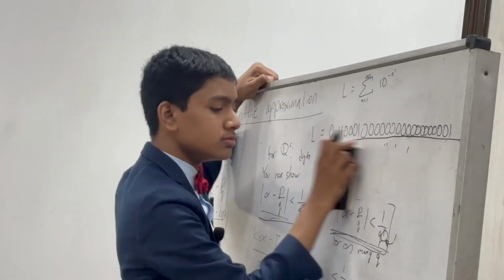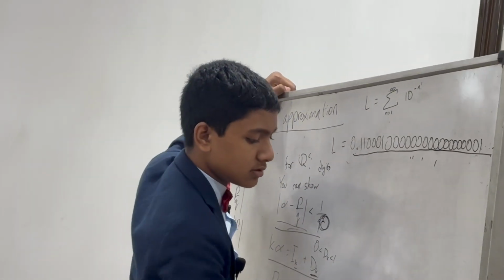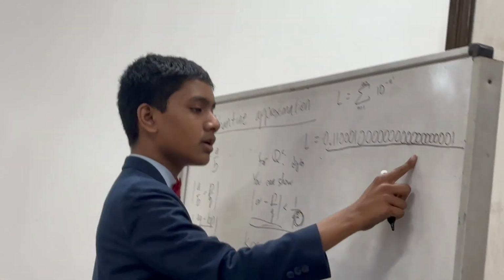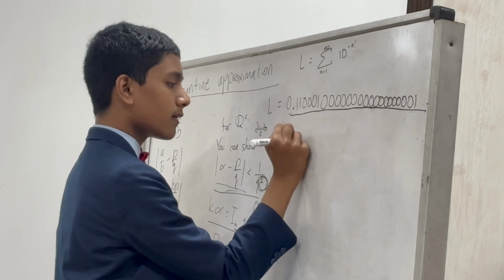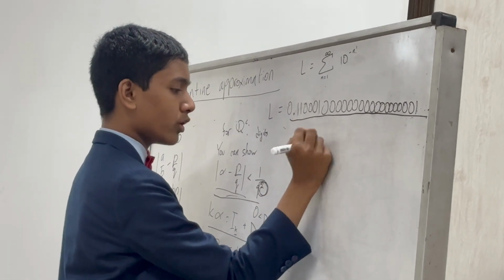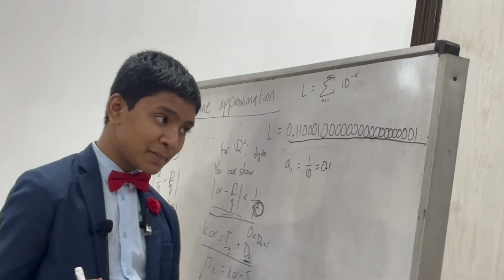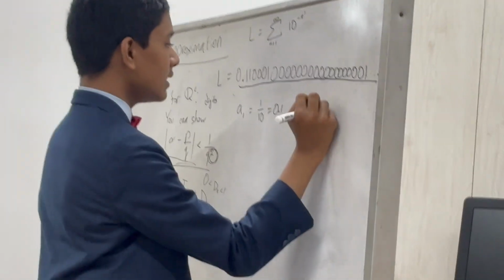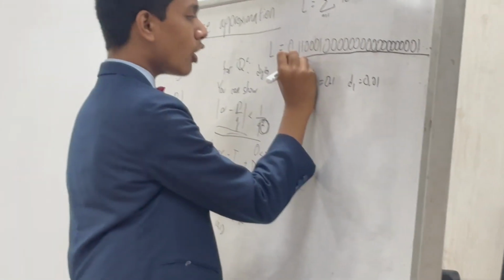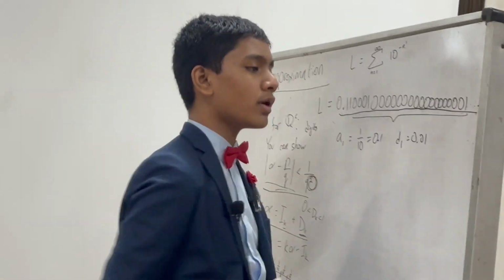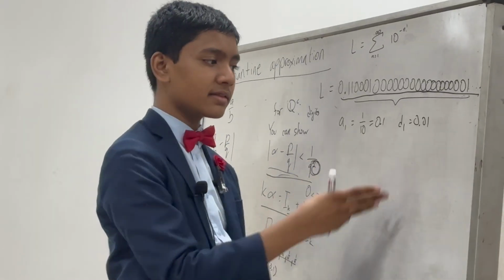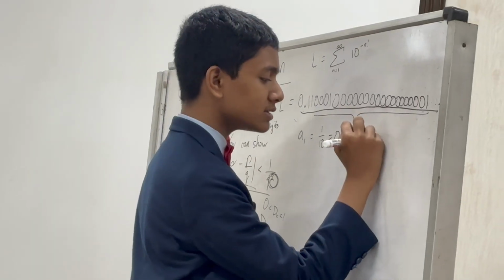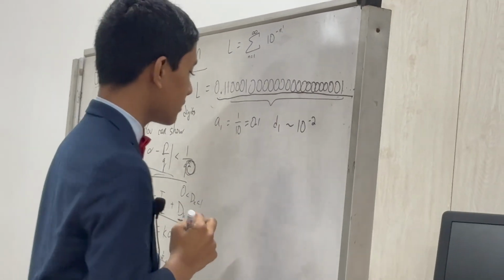So what I'm going to do is write down all the possible approximations to this number. Approximation number 1 is just going to be 1 over 10, or 0.1. Now, the discrepancy here is going to be 0.01, and all of the digits after the 0.01 are so insignificant compared to 10 to the minus 2 that we can basically ignore them. So, D1 is on the order of 10 to the minus 2.